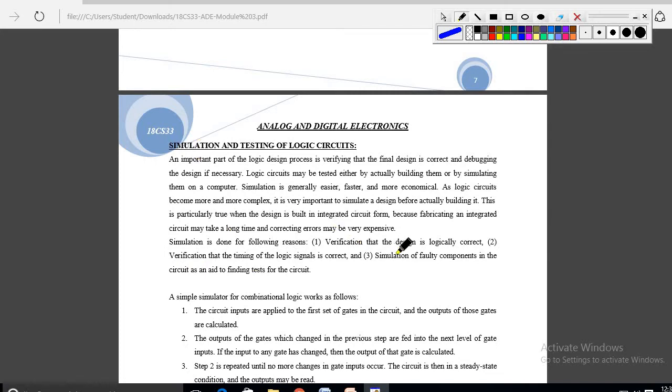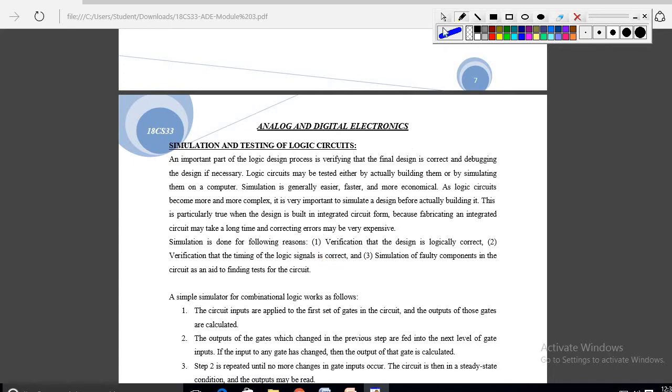And the third point for why we are doing simulation is simulation for the faulty components in the circuit, as an aid of finding tests for the circuit. Is there any faulty component in the logic circuit? We have to identify that. So for that reason, we need to do the simulation. These three are the reasons why we do simulation.